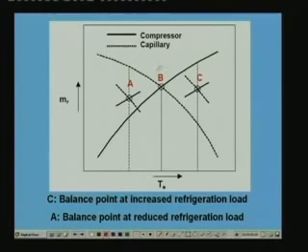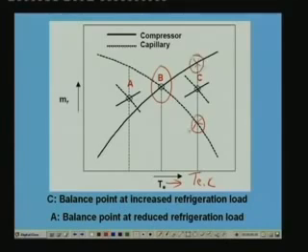As I said, let us say that this is the initial balance point, and then there is a sudden increase in load. Once the load increases, evaporator temperature, as I said, increases. Let us say that this is the new evaporator temperature under increased load, TEC. So at this point, initially you can see that the mass flow rate through the capillary is much less than the mass flow rate through the compressor.